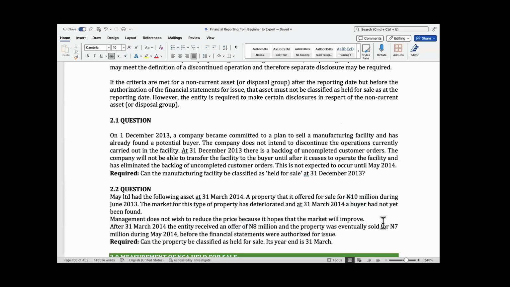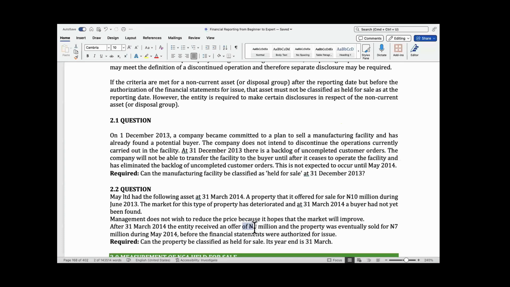But the key thing here is this: as of March, can we classify it as held for sale? Did they meet that condition? No. Yes, they want to sell, but as far as we are concerned as at March, the sale is not highly probable because they are not marketing it at a price that is reasonable. If they had agreed to this offer, if they had reduced their price, they would have sold it. So the reason why we cannot classify this as held for sale is because their pricing is not reasonable. So you're absolutely correct. Okay, good.